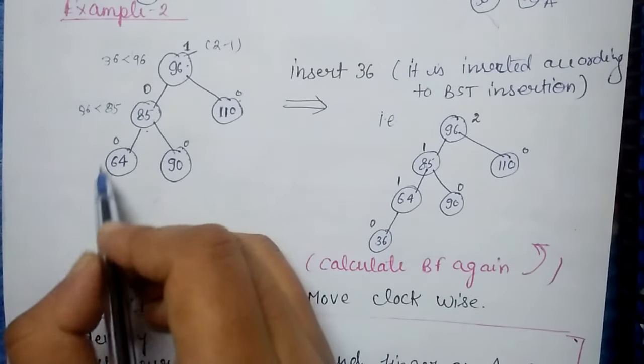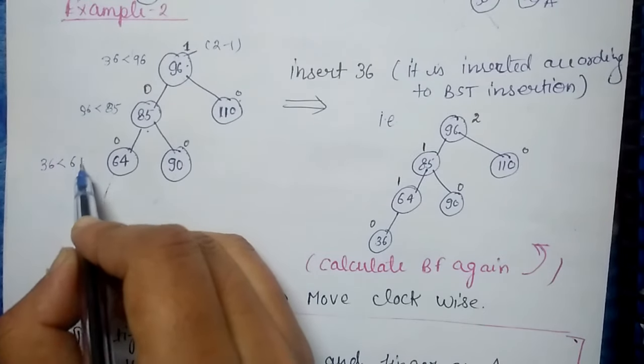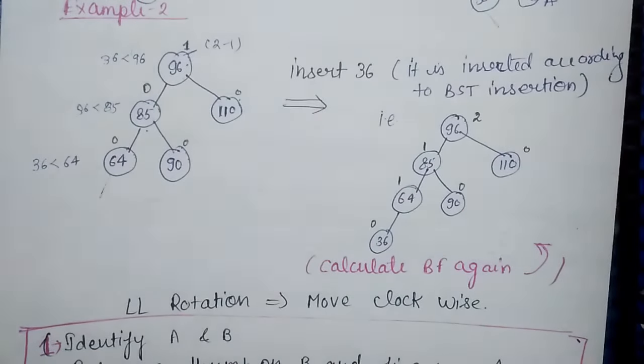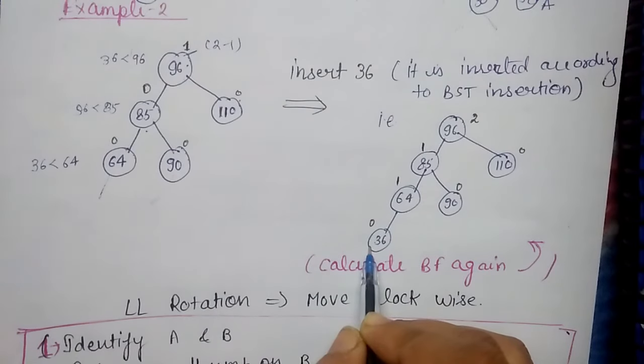Now we come to this 64. 36 is less than 64, so it goes to the left of 64, because the left subtree will always contain the lesser values and the right subtree will contain the greater values than 64. So we will insert 36 here, in the left of 64.